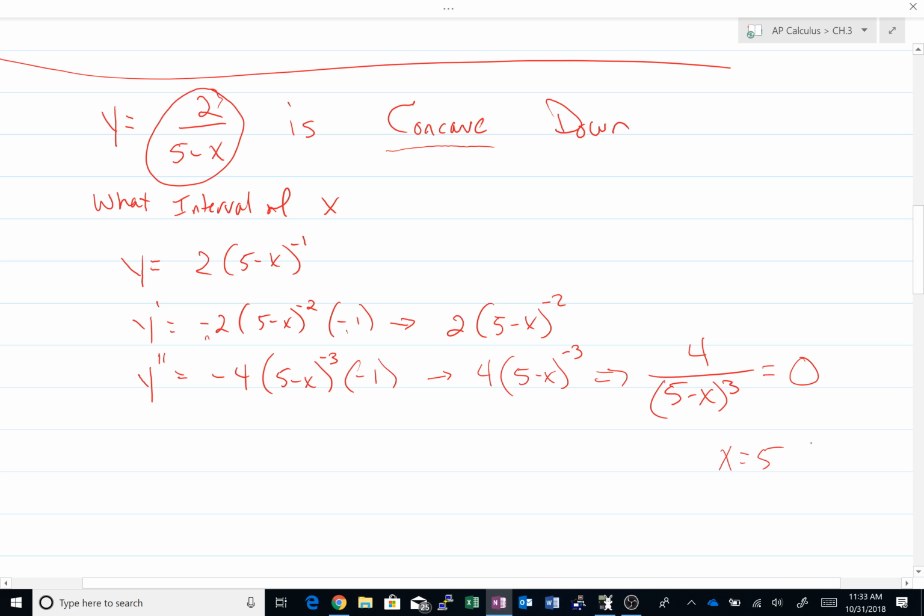So now we do our little sign chart, and I'm going to test to the left and test to the right. Now we know there's also an asymptote there because of the original function. If I take a value to the left of 5, like 0, and plug it into my second derivative, I get a positive answer. And if I plug in a 6, I'd get a negative. So where is this saying concave down? X is greater than 5. Why is it not greater than or equal to 5? Right, because it's undefined there.